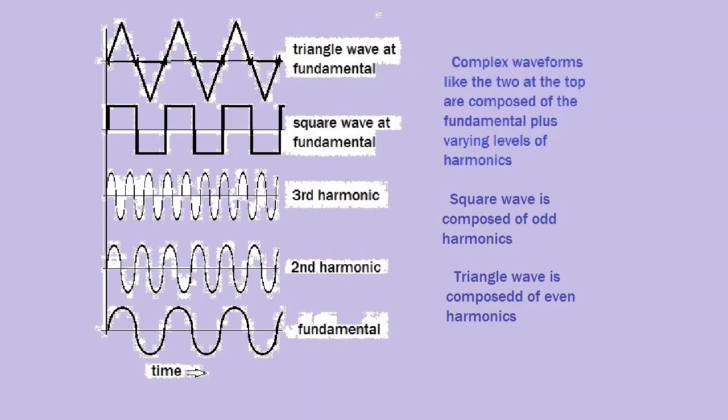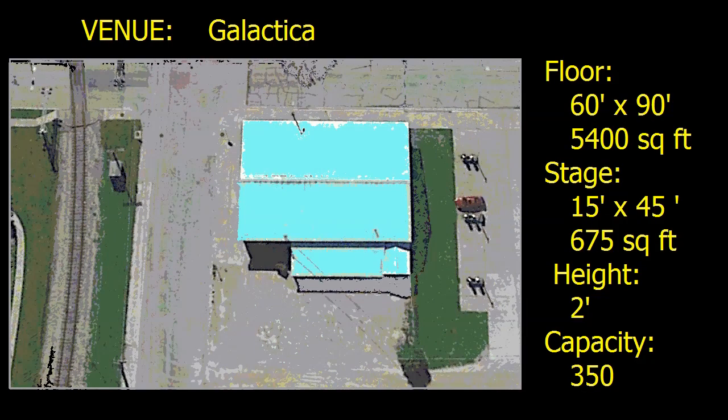Wavelength is simply the speed of sound divided by the frequency, and it is the distance sound travels in one cycle. For these exercises, we will use Wikipedia's reported speed of 1125 feet per second.